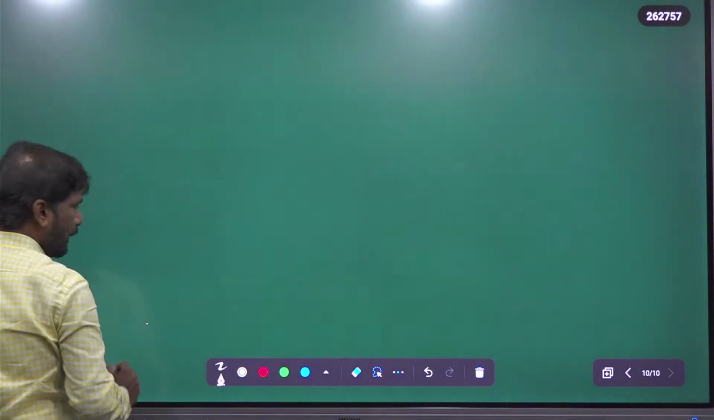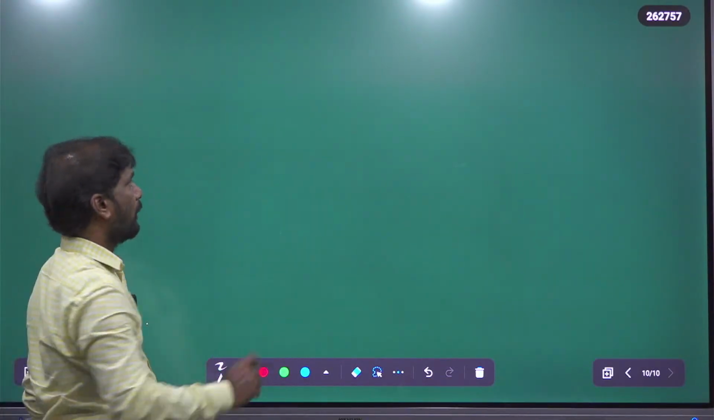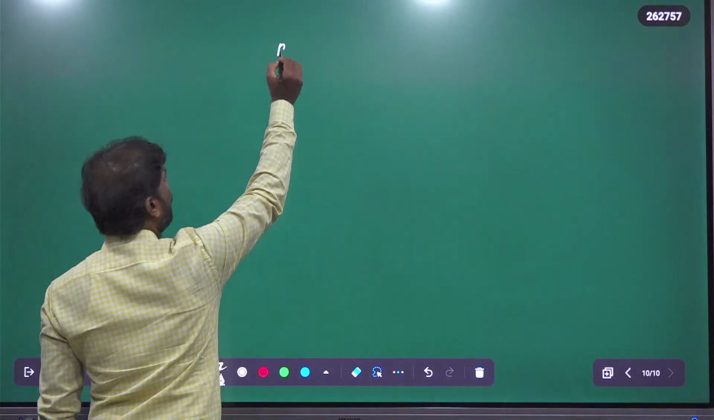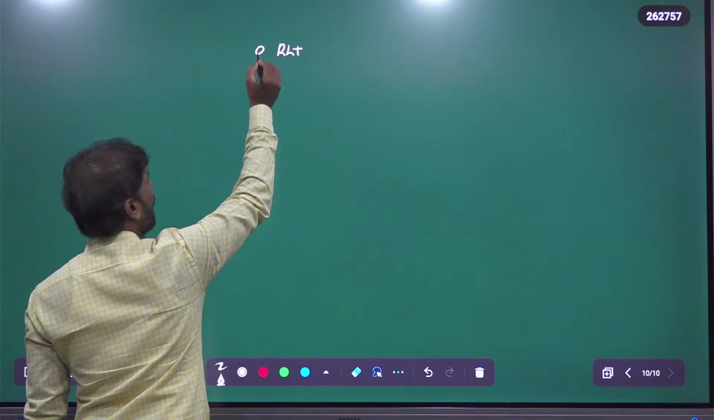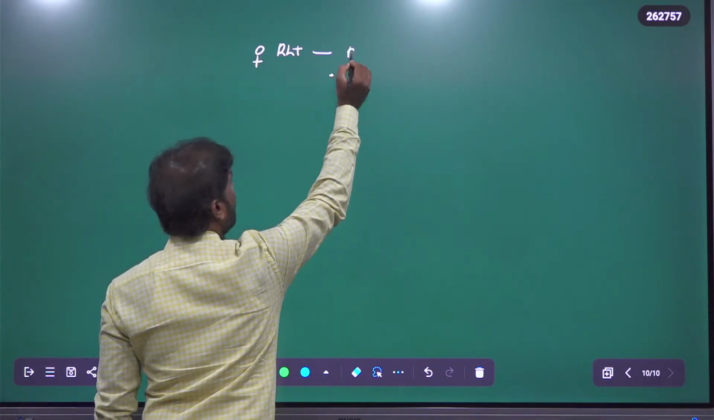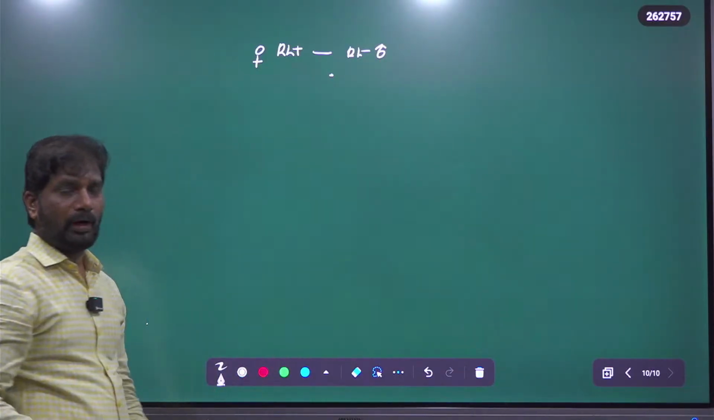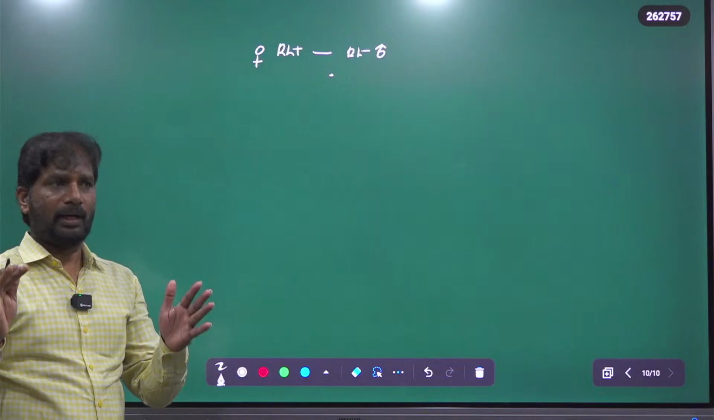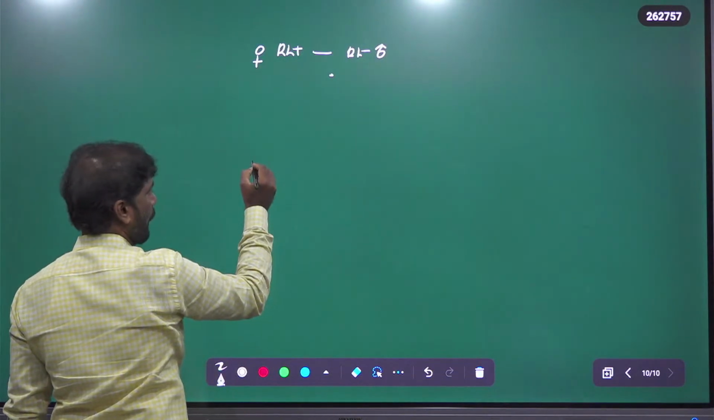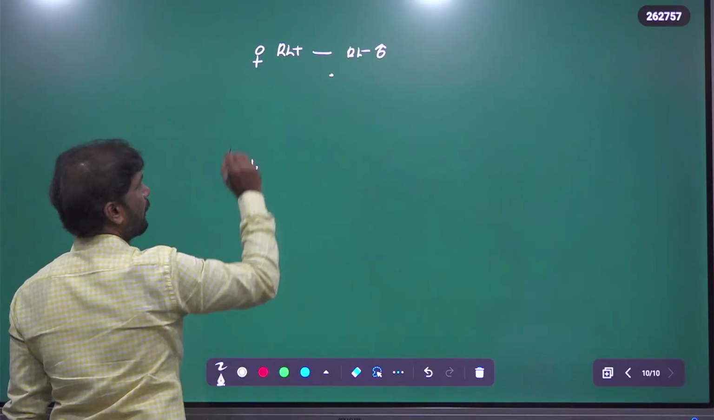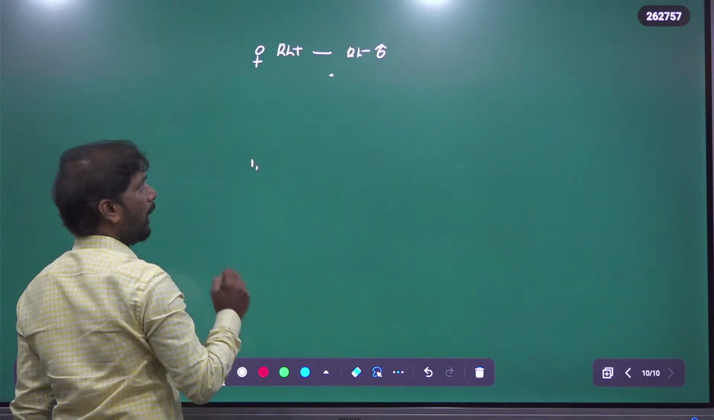Now, in the NEET questions, what type of questions are asked? When a marriage takes place between an Rh positive female and an Rh negative male, will the second child be safe or not? Is it acceptable or not?